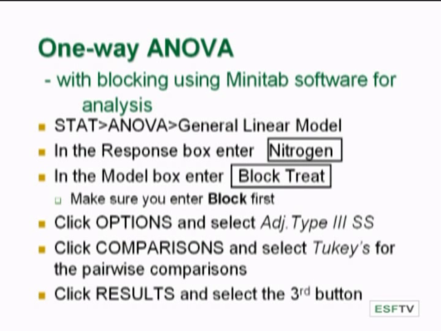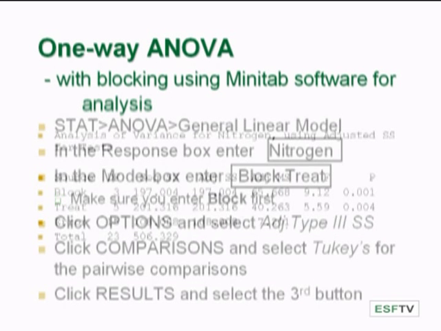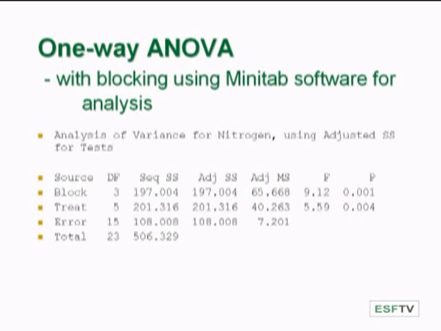We're not interested in block per se. We're interested in the treatment effect. But we put block first so that we can take care of that variation, partition it away, and then simply look at the treatment effect. All the other steps in Minitab are exactly the same. As you look at the output, our ANOVA table, you see that there's an additional component, our blocking component. You come across and you see a p-value. It's very small. This is telling us that it's important to block here, that it's a significant component in our model.